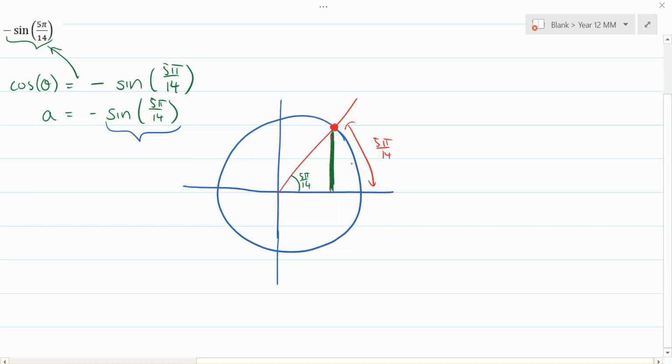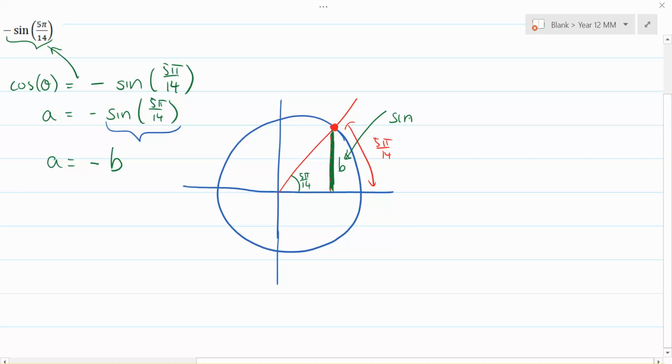What they wanted this to be, if that's sine, that's a positive. Let's call this, I'll call it a different letter, let's call it B. Then what I wanted was, if I rearrange this, A equals negative of B, because sine of 5 pi on 14, this is B, this is your sine. Don't forget, sine is your y value. So B represents the y values, the height of this triangle.